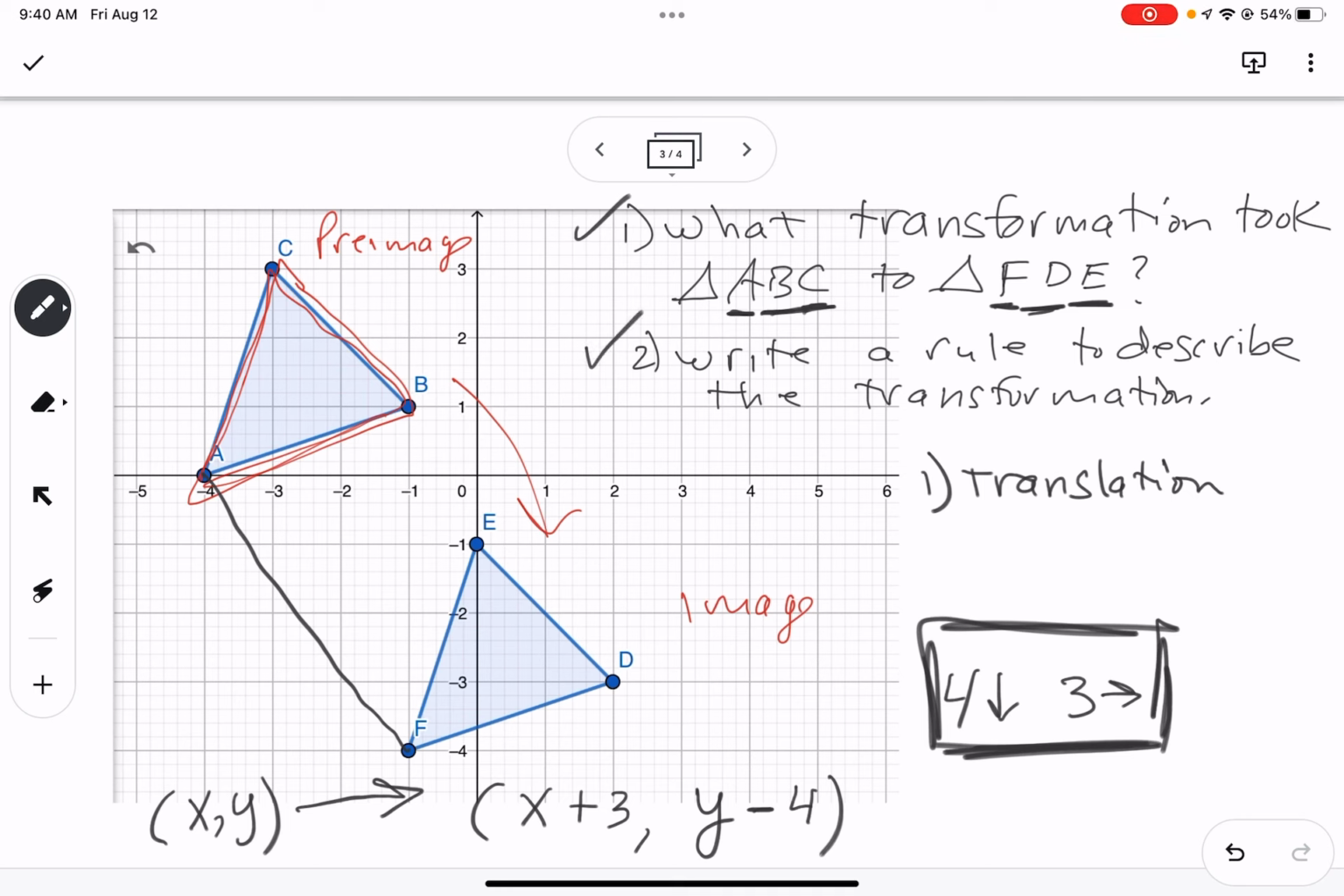Now, if you want to check your work just to make sure that it was okay, then let's take a look at the individual points.